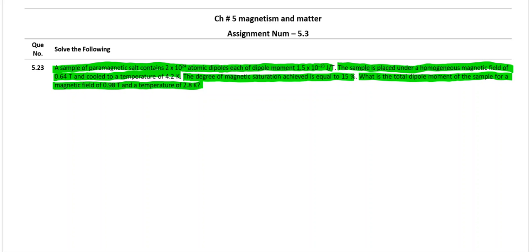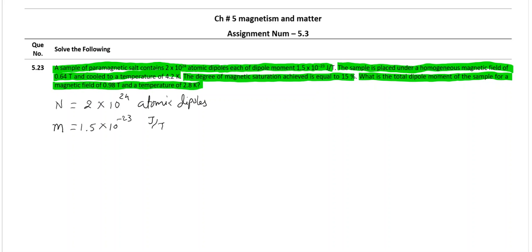First, we are told that a sample of paramagnetic salt contains 2 × 10^24 atomic dipoles. Let us label it as capital N. So N is 2 × 10^24 atoms or atomic dipoles. Then we are given that each of these atoms has a dipole moment of 1.5 × 10^-23 joule per Tesla. Let us label it as small m.